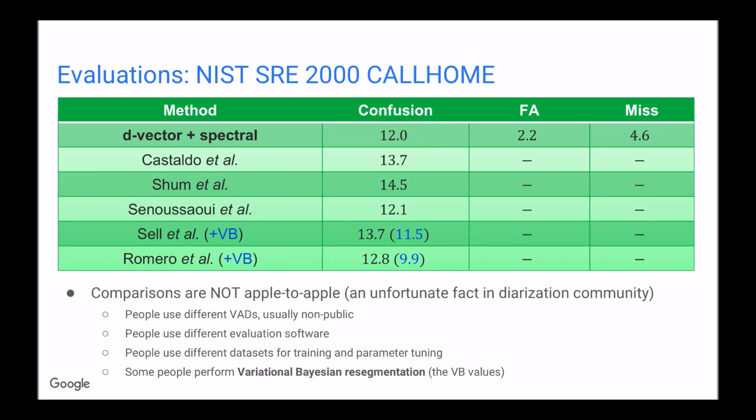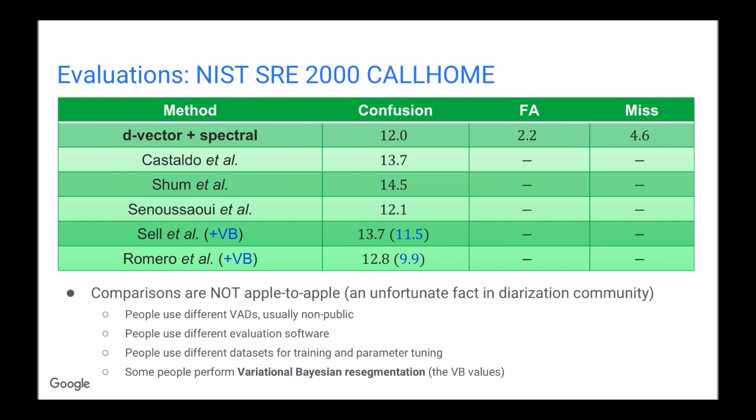Okay, this is our D-vector plus spectral clustering method versus other people's work on the NIST SRE 2000 CALLHOME dataset. We get a confusion of 12.0 before any resegmentation, which is the state-of-the-art performance. However, we need to admit that the comparisons are not apples to apples, which is an unfortunate fact in the diarization community. There are several reasons for this.